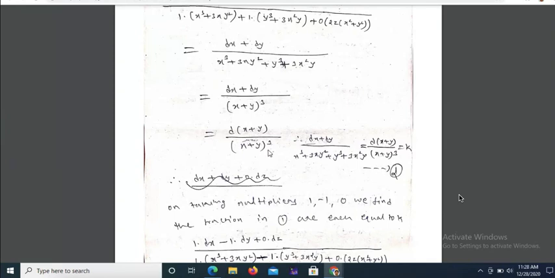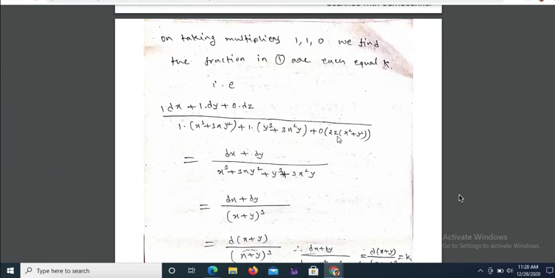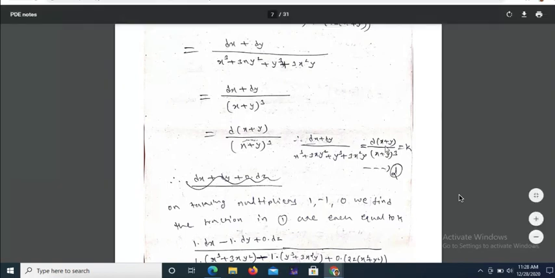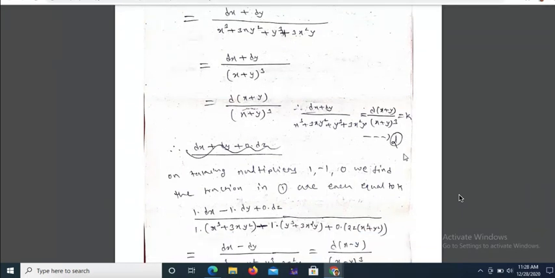Earlier we have dx plus dy divided by x cube plus 3xy square plus y cube plus 3x square y. Now we have d of (x plus y) by (x plus y) cube. These two are equal, so that can be written as some constant k. Let it be some constant k. Now call it equation 2. One type of multipliers I took. Got it?